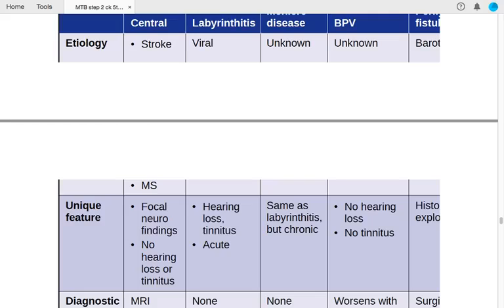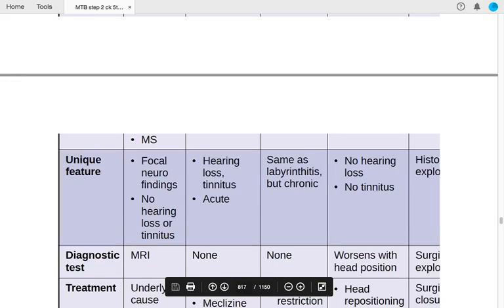In BPV, no hearing loss, no tinnitus, right? They are the unique features. In perilymph fistula, we'll go for the histological evaluation, right, or exploration. We don't know the exact word here, but we can just assume that they all may be because of history or whatever we will find in the patient on the physical examination.